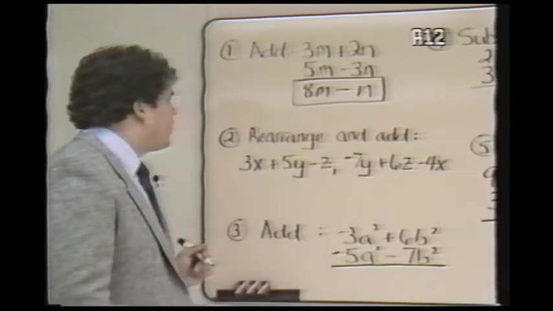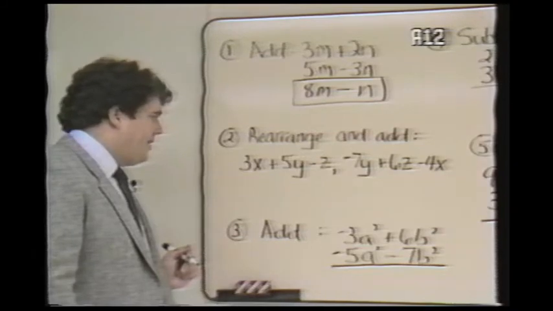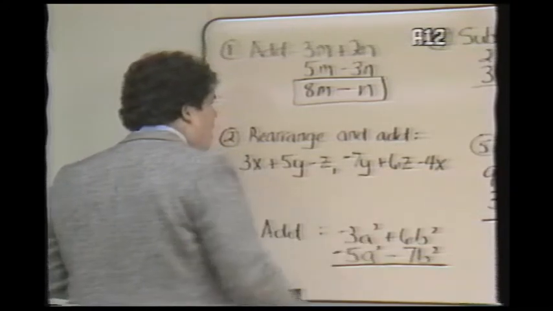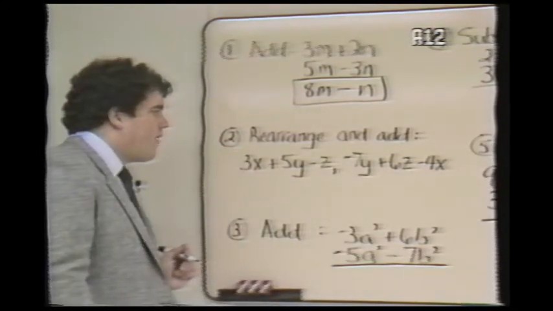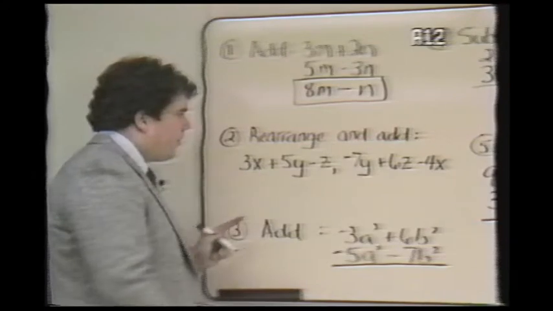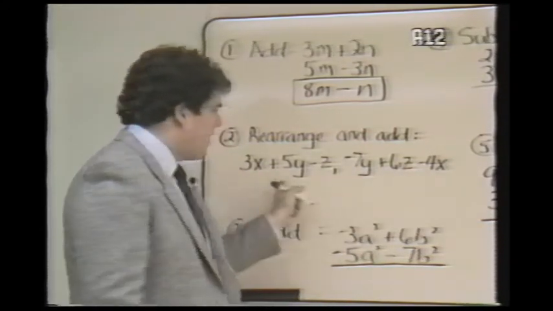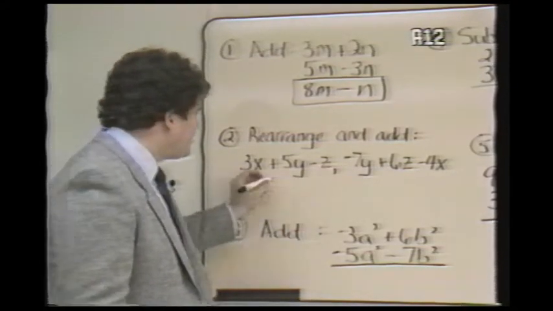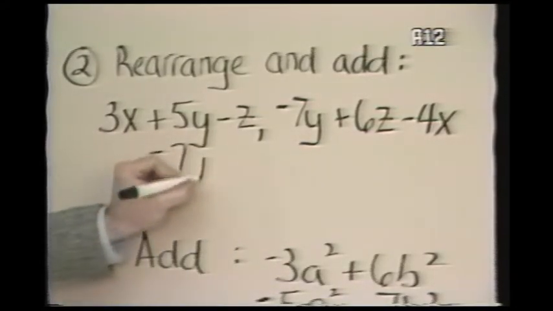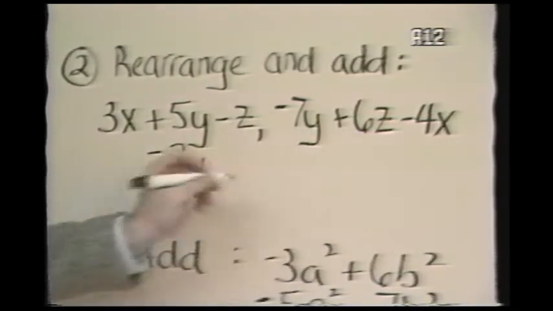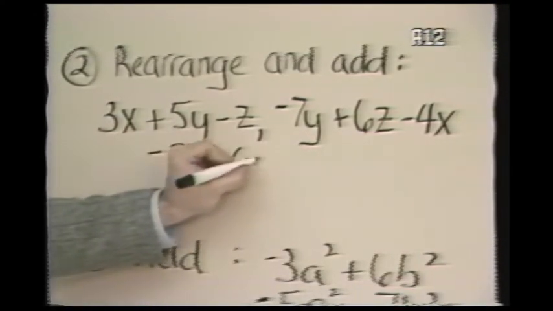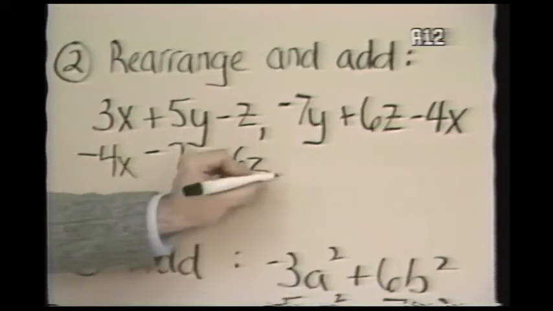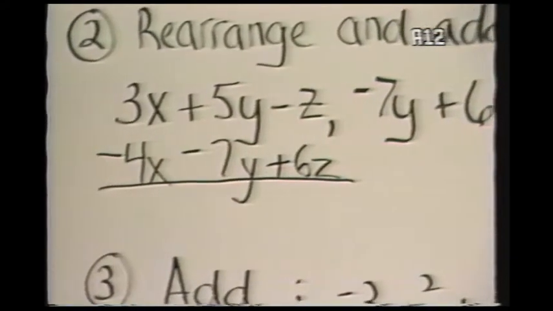Problem number 2 says rearrange and add 3x plus 5y minus z. To that we want to add negative 7y plus 6z minus 4x. Well, I'm just going to put this term underneath that term, and we're going to add them together. That minus 7y, I'm going to put right under this y here. That 6z will go right here. And that minus 4x right there. My x's are under my x's, my y's under my y's, and my z's are under my z's.